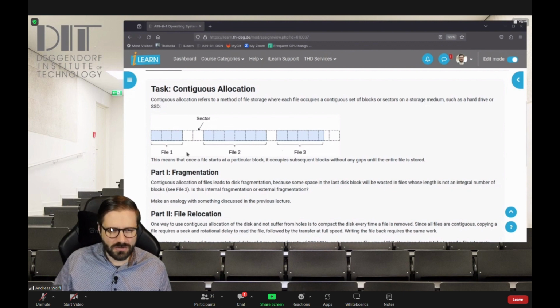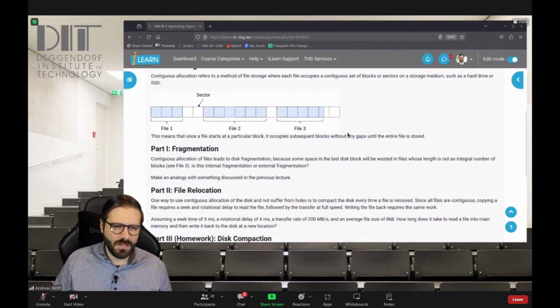In external fragmentation, you can see the gaps between file 1 and file 2 and between file 2 and file 3 respectively. This is external fragmentation. What you can do is close the gaps. This is called defragmentation or file relocation. You can move file 2 to the left by 2 blocks in order to close this gap. And you can do the same with file 3: move it by 1 block to the left in order to close this gap.